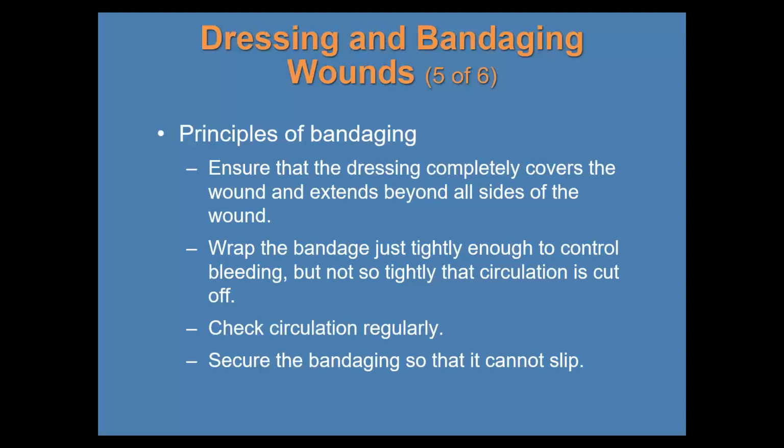So at the basic level, we want to ensure that the dressing completely covers the wound and extends beyond all sides of the wound. It's not just a little bitty 4x4 on a 6x6 wound, or a 6-inch wound. We want to cover all that up. We want it snug, but not so tight that circulation is cut off to that area. Anytime we bandage or splint, we want to check distal pulses, capillary refill on the fingers, things like that. And especially on the body, that we have good breathing and circulation.